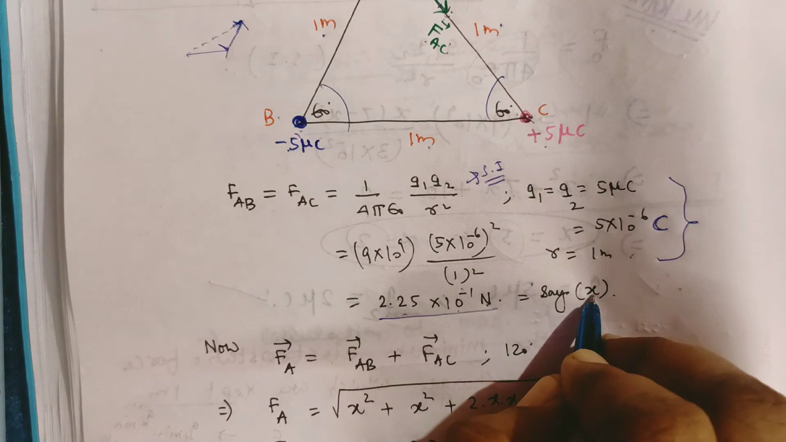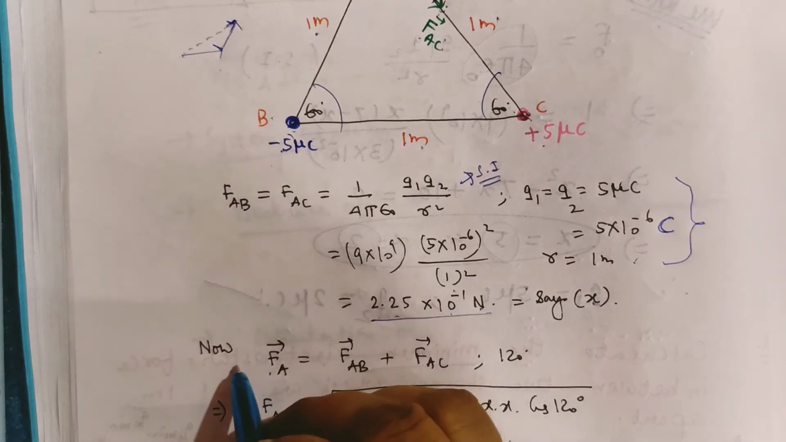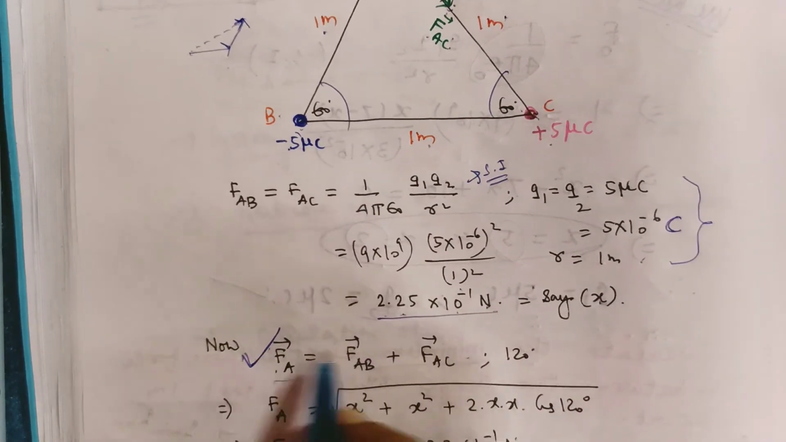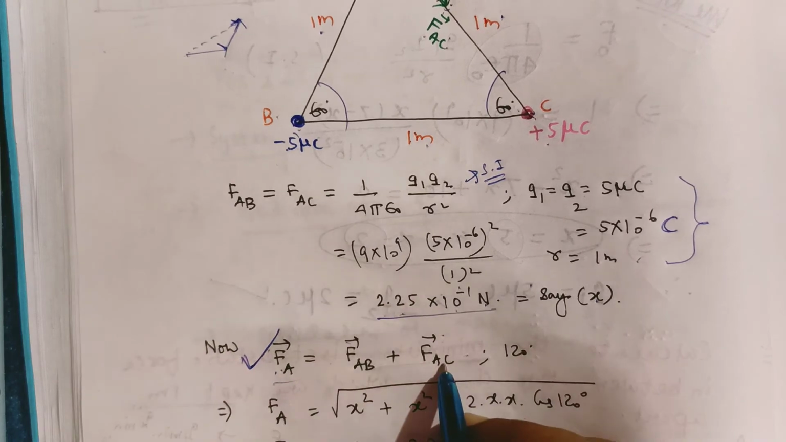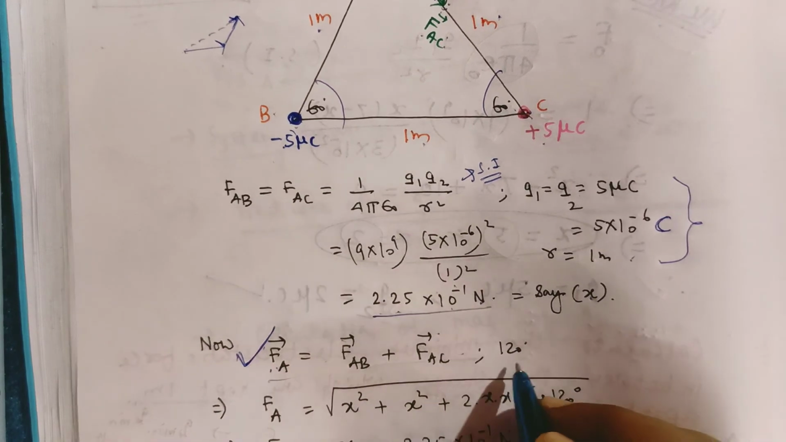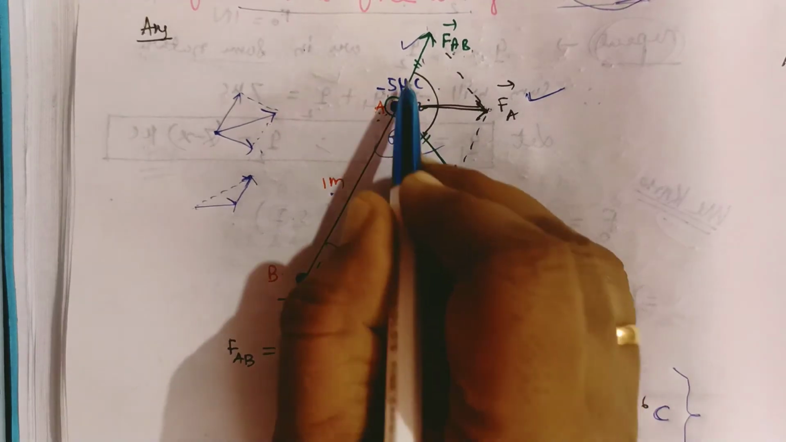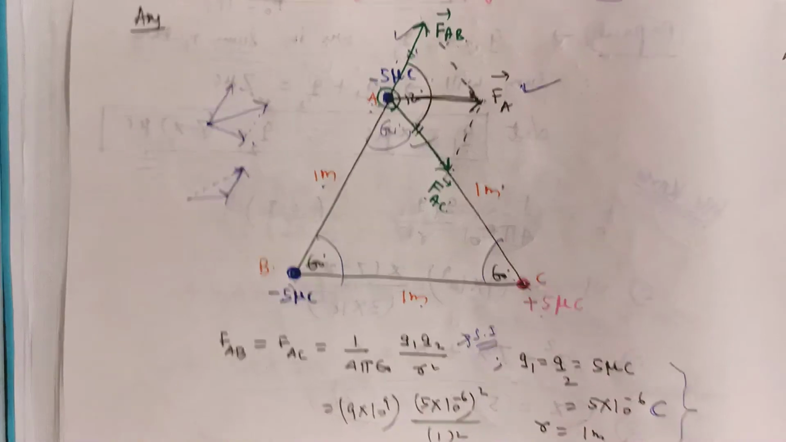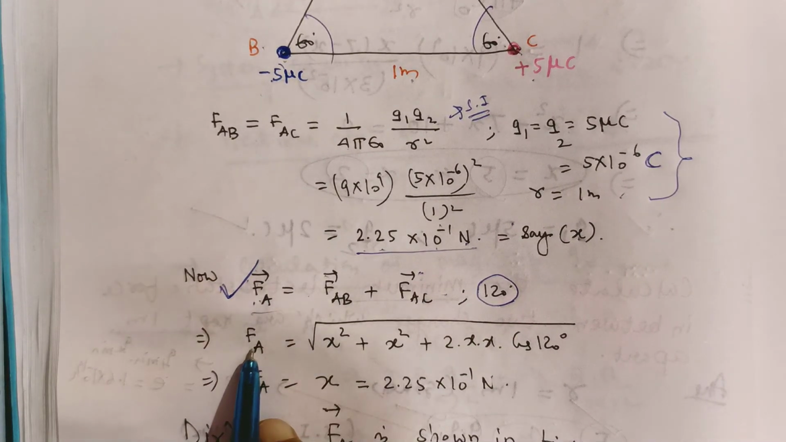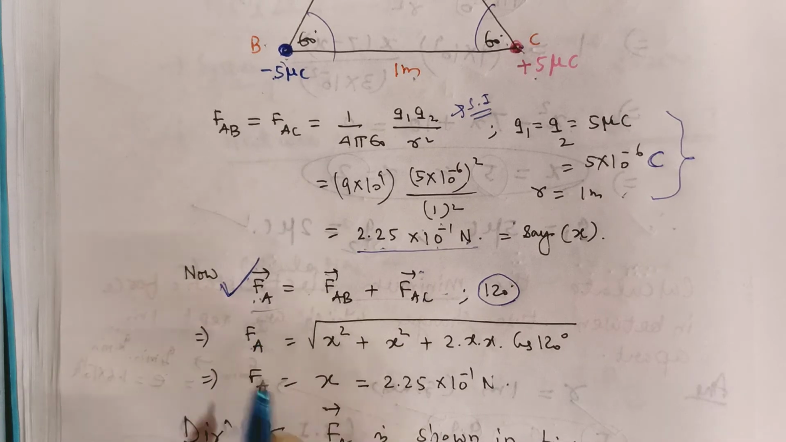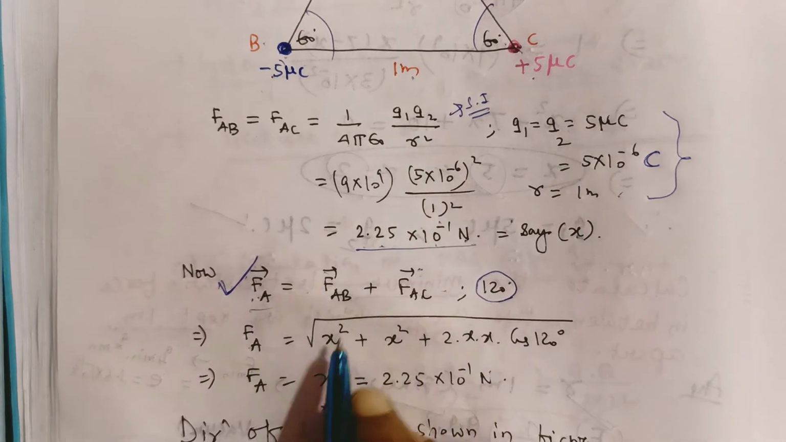Let it be x. But our question asks us to calculate the resultant force. First you will write in this notation with all the vector signs. That means the F_A vector is the resultant of the F_AB vector plus the F_AC vector. And 120 degrees is given, which means, you see the diagram, the angle between the two vectors is 120 degrees here. In the first line you use the arrow mark. When you write the magnitude, do not use the arrow mark. Be very careful. Now the resultant vector magnitude is root over A square plus B square plus 2AB cos theta.